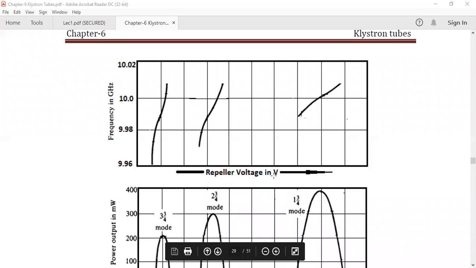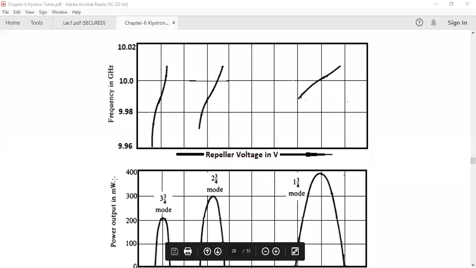Right? So now this is the frequency response and power output. This is the bandwidth, you can say. This is the bandwidth for mode 1. So mode 2, this is the bandwidth. How to find this bandwidth means, we are taking the maximum power and half power points.